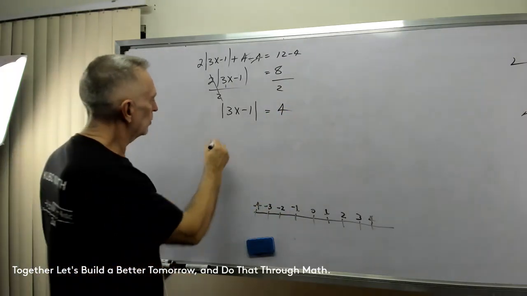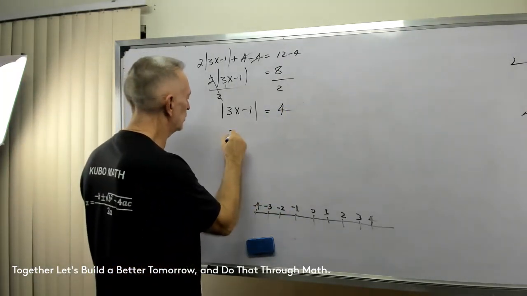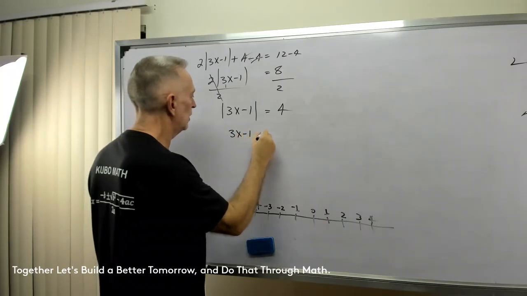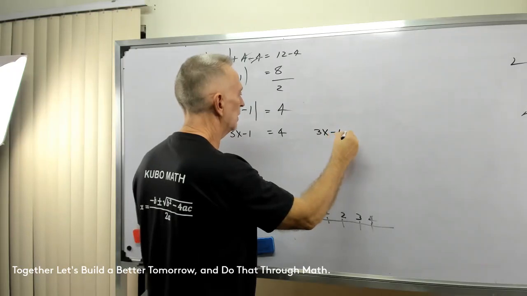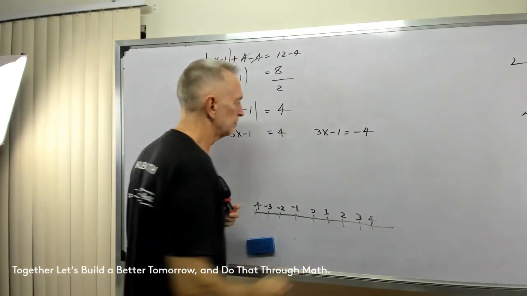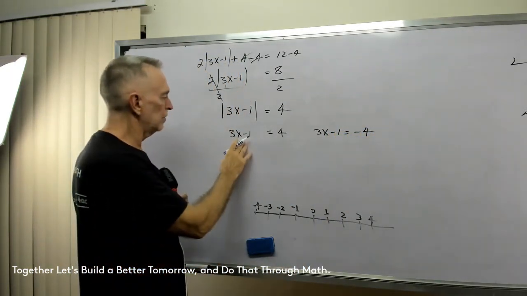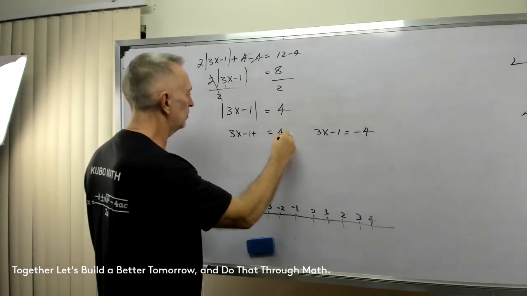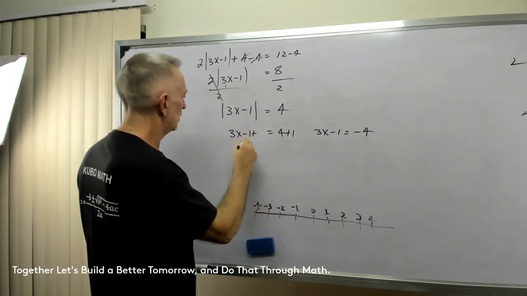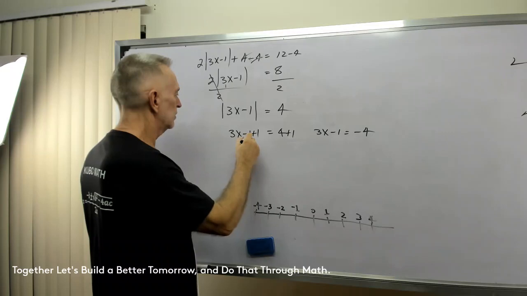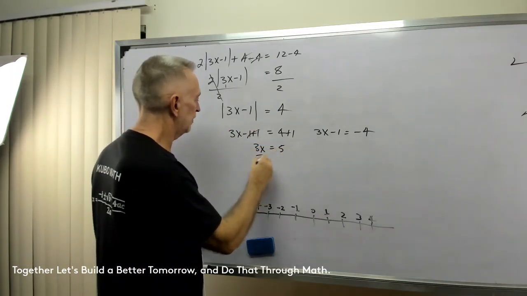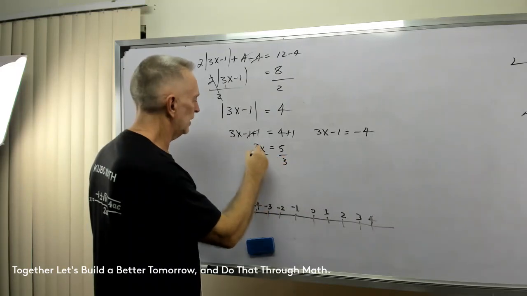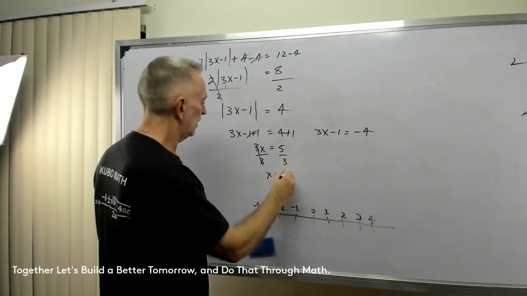So what did we do earlier? Let's drop these and say 3x minus 1 equals 4. And 3x minus 1 equals negative 4. And we're going to solve for x. So I'm going to add 1 to both sides. So that 1 canceled. I'm left with 3x equals 5, divided by 3 on both sides. X equals 5/3.